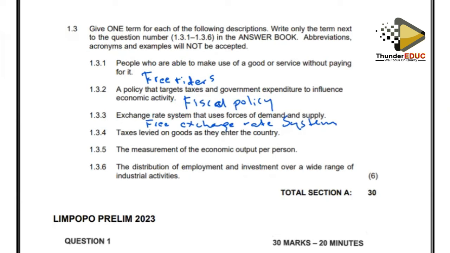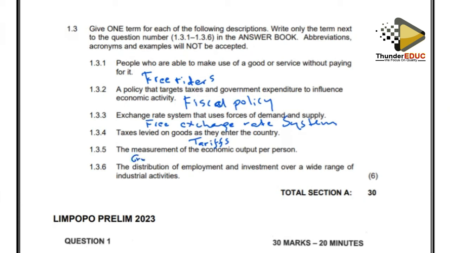Taxes levied on goods as they enter the country. That is nothing but tariffs. Okay, right, great talks. Let's move on to 1.3.5. Measurement of the economic output per person. That is gross domestic product per capita.